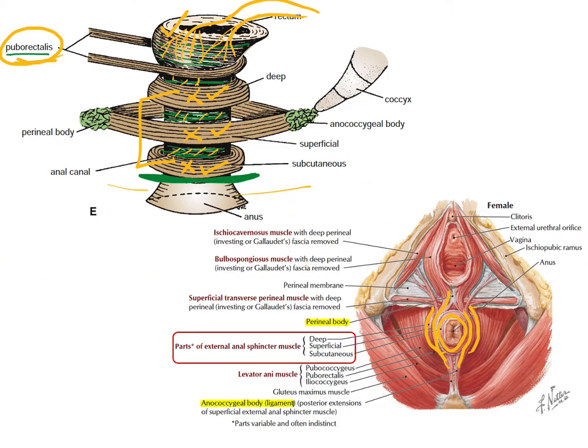But before we move on to the blood supply or something like that, let me explain one thing to you, which is something called the anorectal ring.